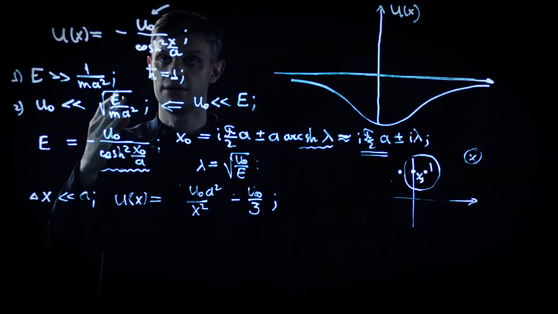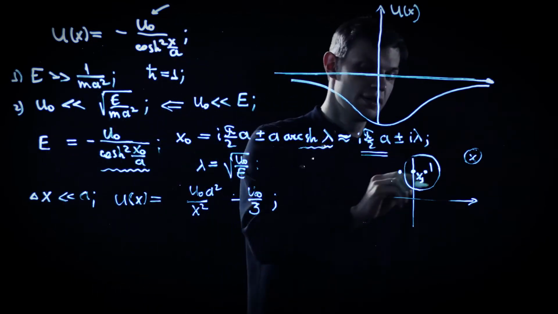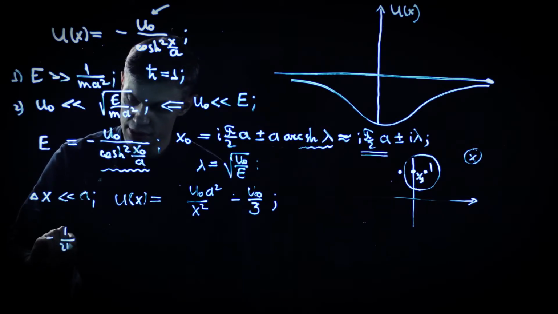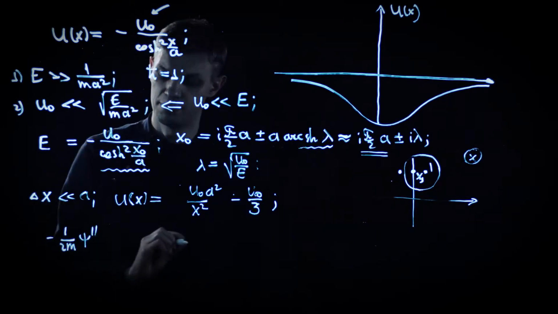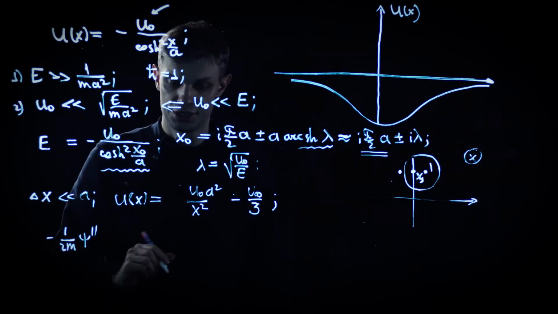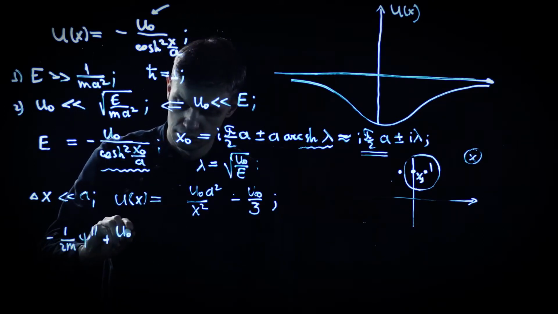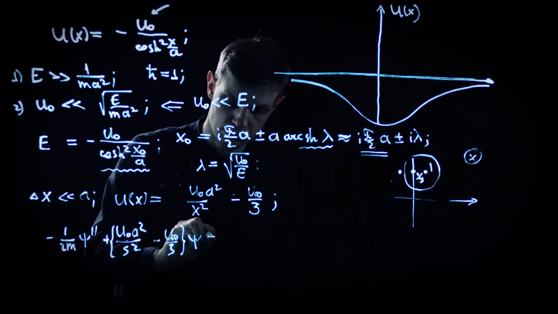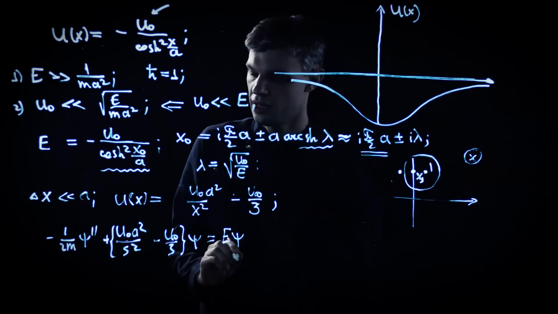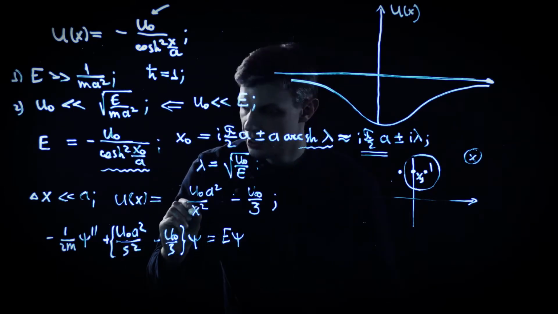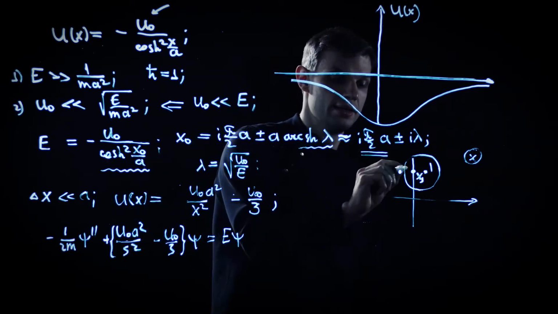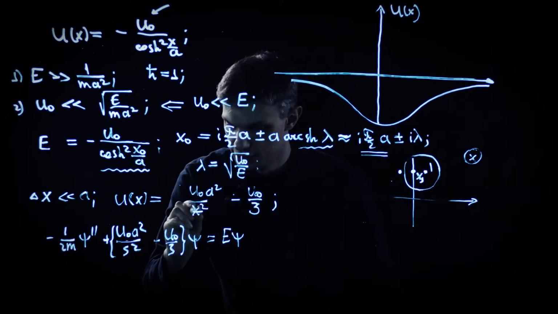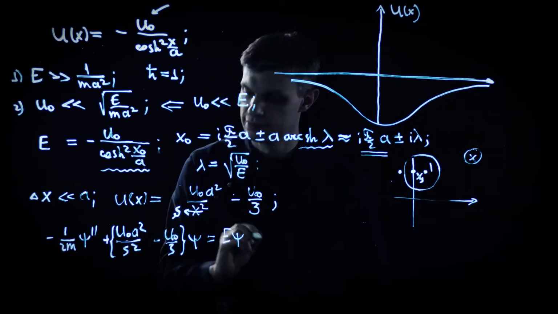And then we can write down the corresponding Schrödinger equation near this pole. So here it goes. Minus 1 over 2m psi prime prime, and plus our potential. And of course, instead of this x, it should be the delta x, the difference between the pole and the corresponding x. Sorry. And we call it s.